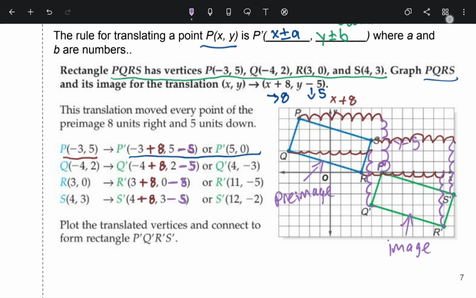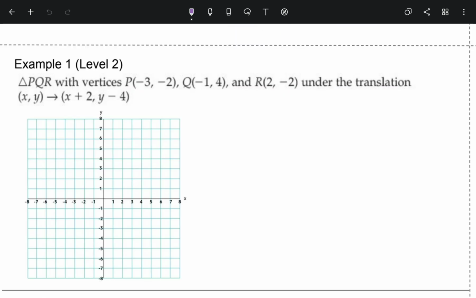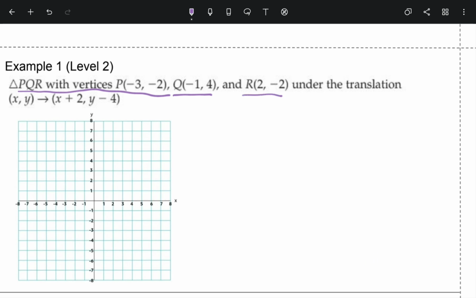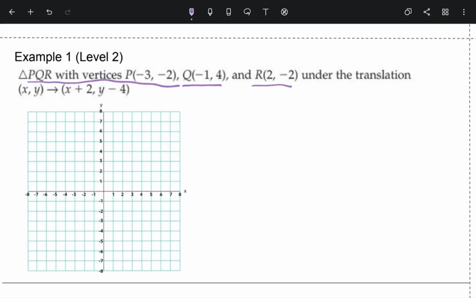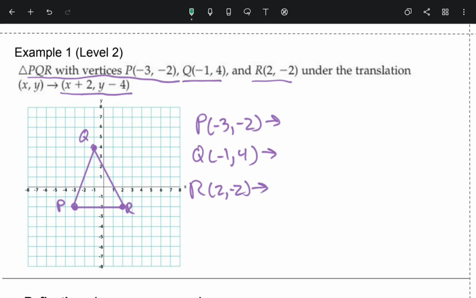Let's look at the next example. So we are given triangle PQR with vertices P, which is (-3, -2), Q, which is (-1, 4), and R, which is (2, -2). And we want to perform the translation x plus 2, y minus 4. Okay, so I've gone ahead and drawn our triangle. Now let's do our transformation. So to each of our x's, we're going to add 2. And for our y's, we're going to subtract 4.